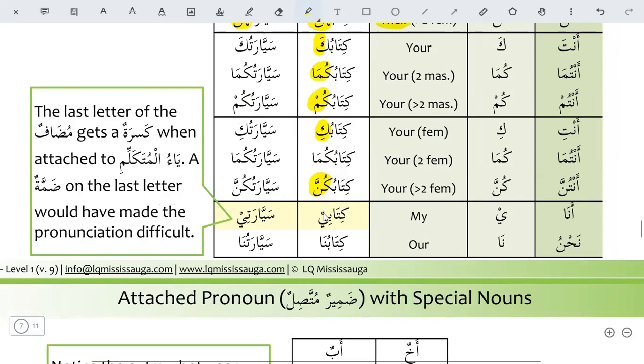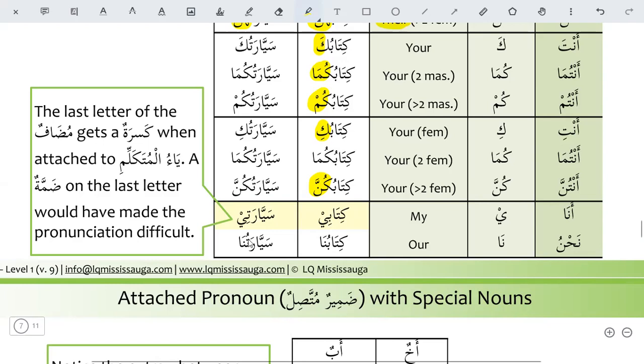Kitabi, sayarati. This is ya mutakallam. The last letter of mudaf gets a kasra. Actually, this is kitabu. You see here kitabu, but here is kitabi. What is the reason why it is kitabi? The last letter of the mudaf gets a kasra when attached to a ya mutakallam. A dhamma on the last letter would have made the pronunciation difficult. If kitabuhi, we cannot pronounce it with this silent ya mutakallam. That's why we give here kasra, kitabi. If we give here fatha, then we cannot pronounce it.